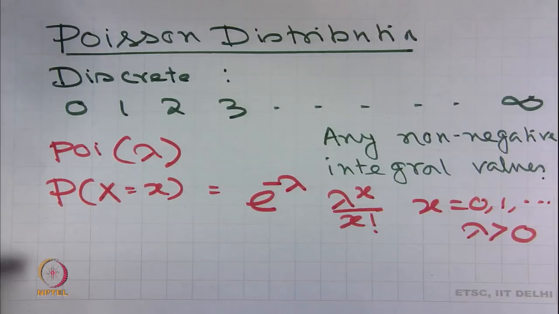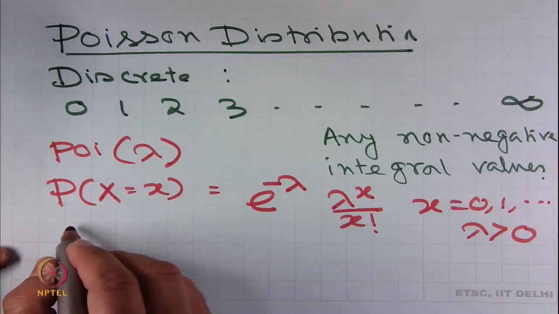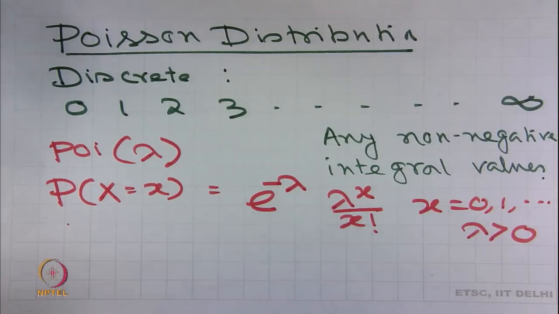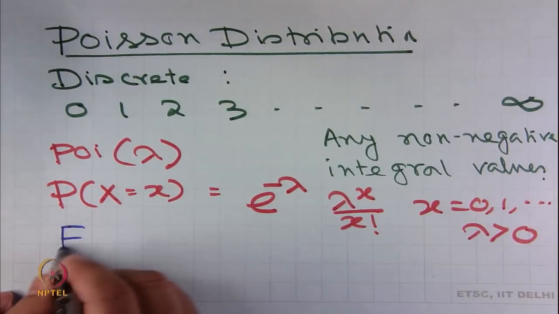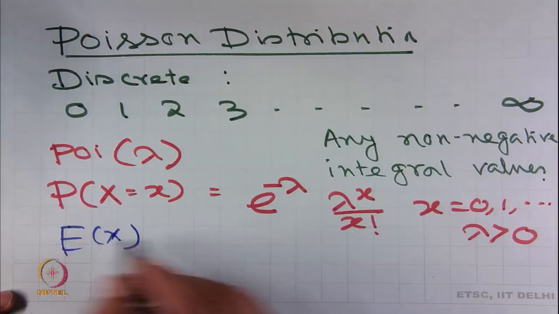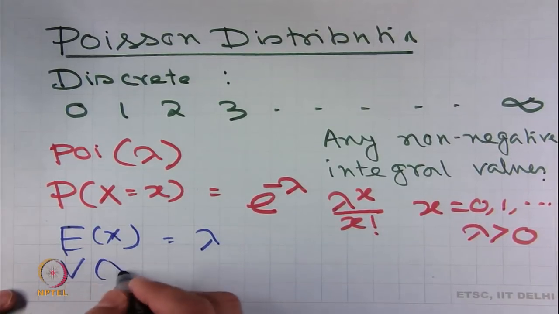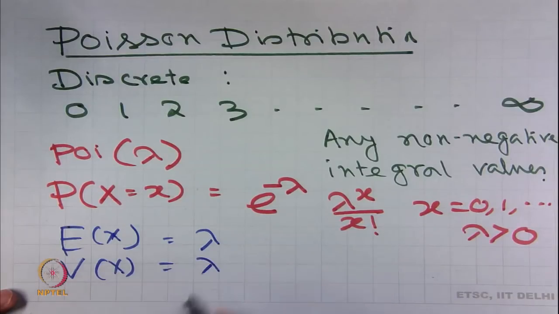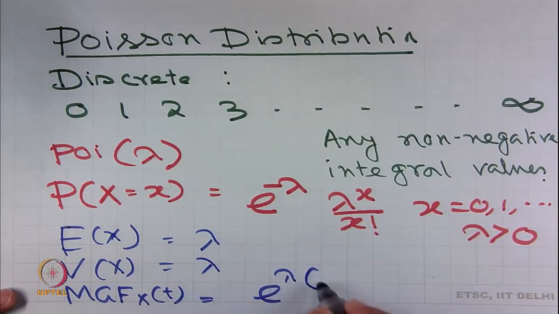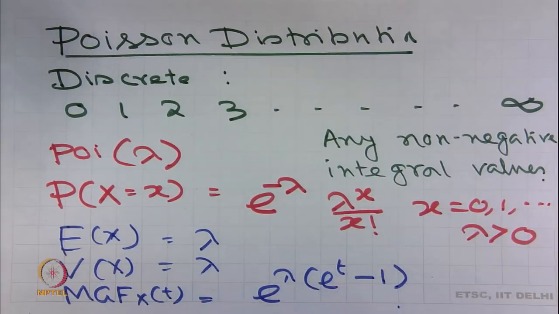If you are recalling, then you will be knowing that the expected value of x is equal to lambda, the variance of x is equal to lambda, and the moment generating function of x at the point t is equal to e to the power lambda into (e to the power t minus 1).